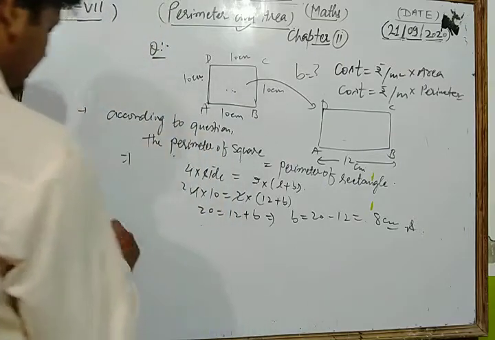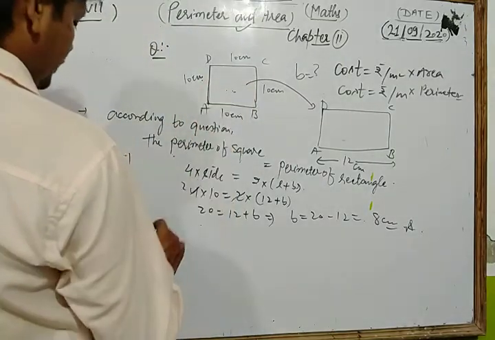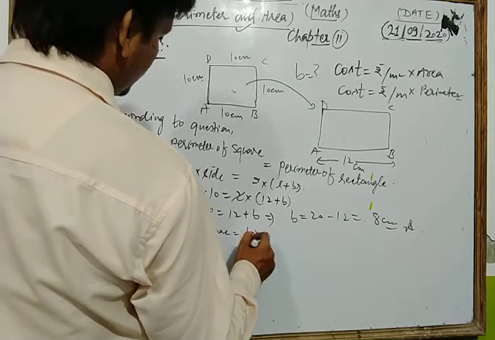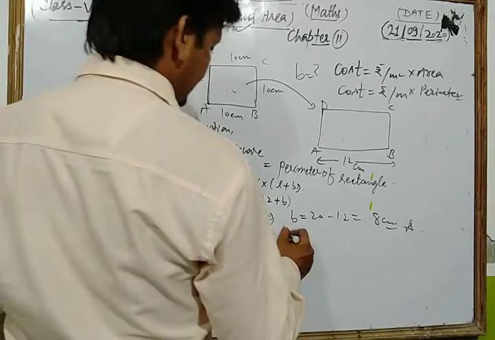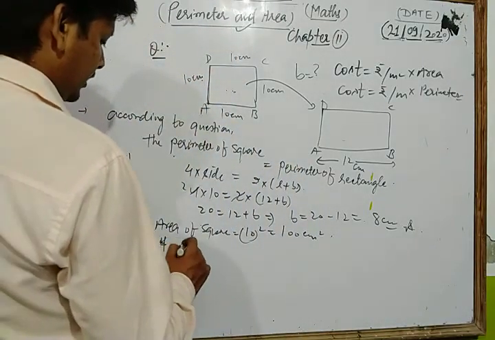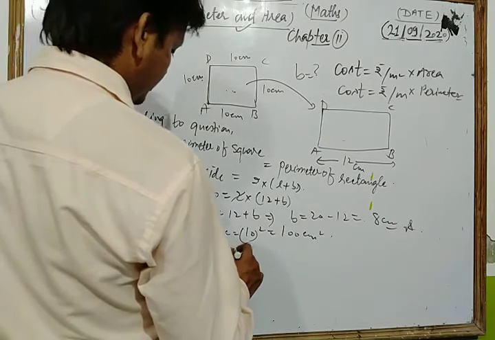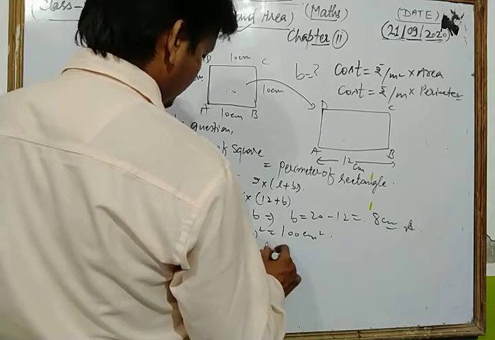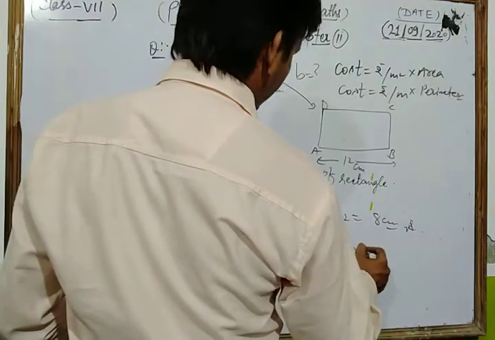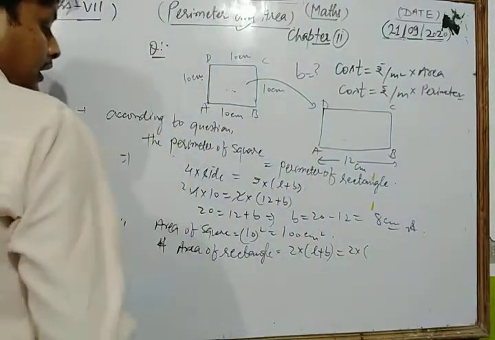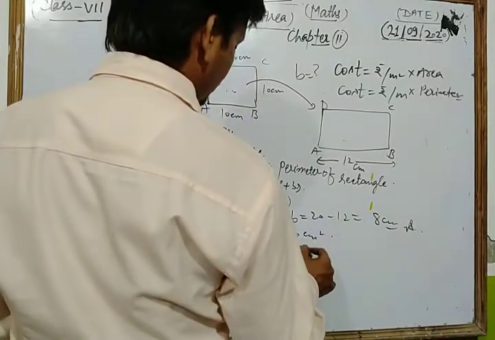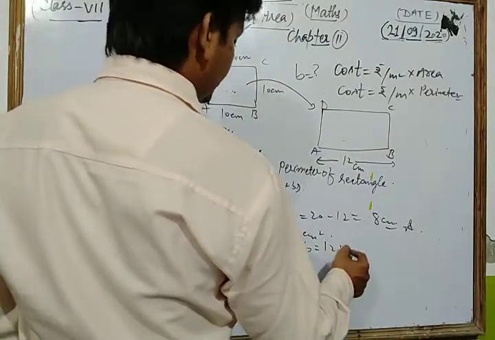Now first we find the area of the square. Let's see. Area of square is side squared, 10 square because the side is 10. So 100 centimeter square. And the area of rectangle, sorry students, the area of rectangle is length into breadth. So length is 12 and breadth is 8.